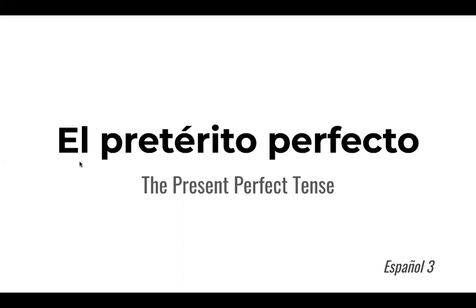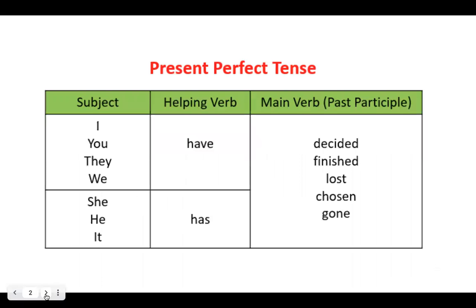Hoy vamos a aprender sobre el pretérito perfecto, ¿ok? O en inglés se llama the present perfect tense. So the present perfect tense is another one of our verb tenses that we can add to our Spanish backpacks here.